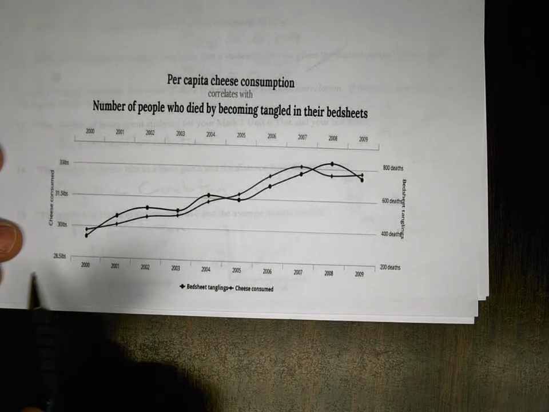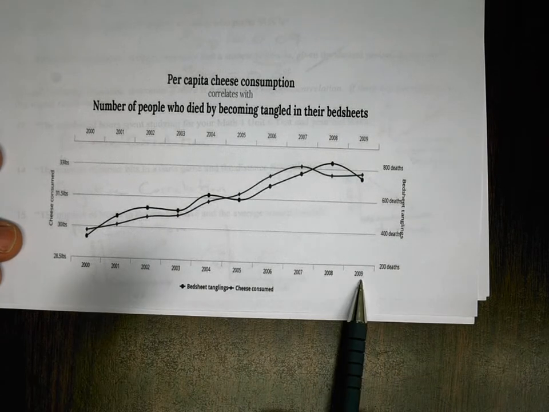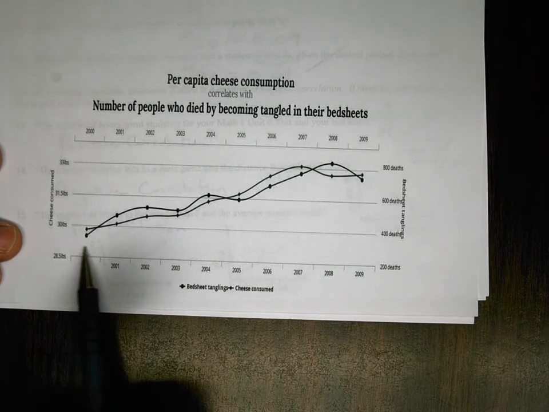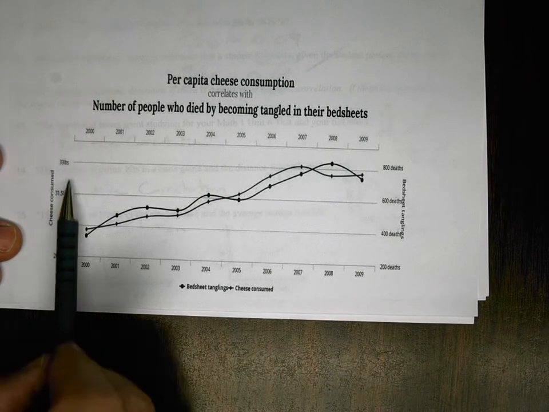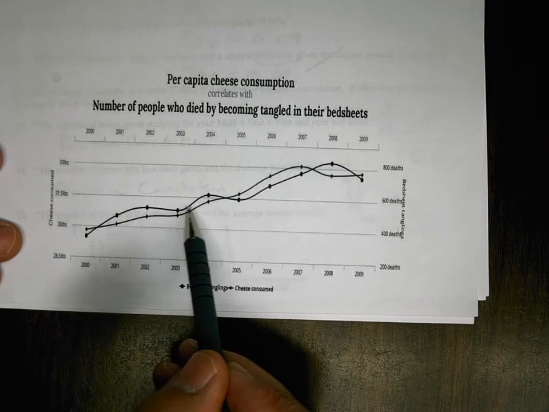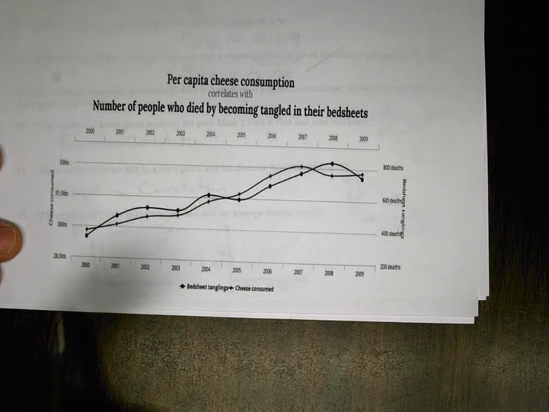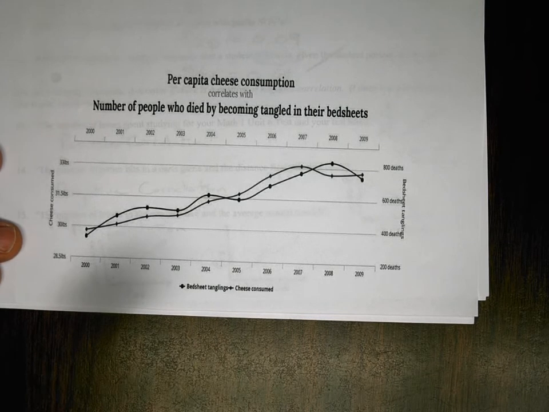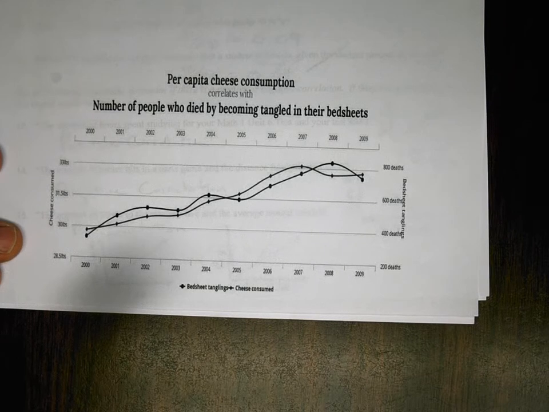Okay, they found this between 2000 and 2009. These are the number of people who died tangled in their bed sheets, and this is the amount of cheese that was eaten in that same town. So obviously, the more people who die in their bed sheets, the more cheese people eat. So there is a positive correlation. You cannot deny it. But is the deaths causing people to eat cheese? No. So there is a positive correlation, but no causation. Okay?